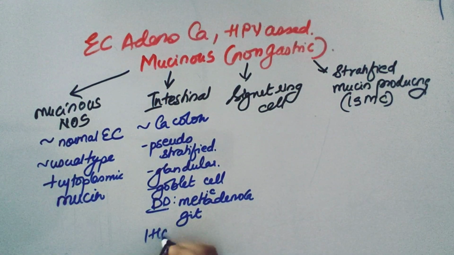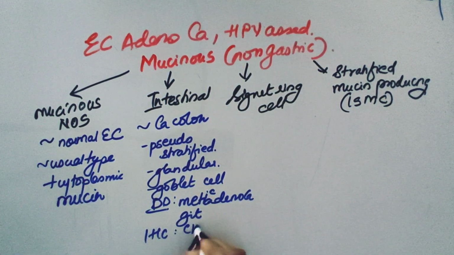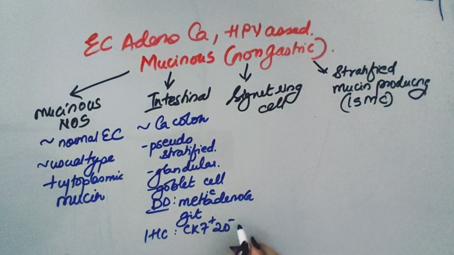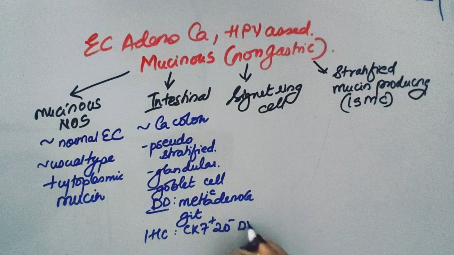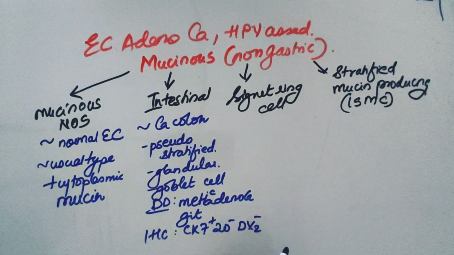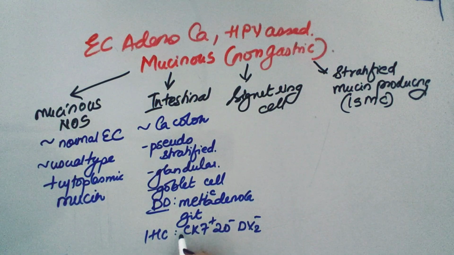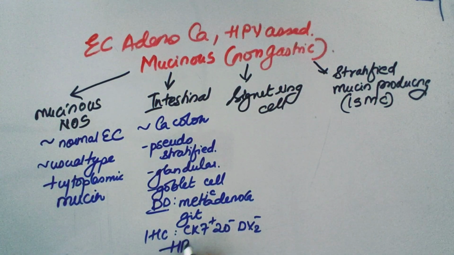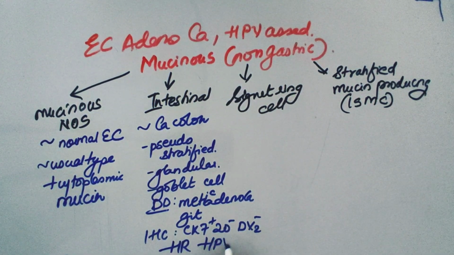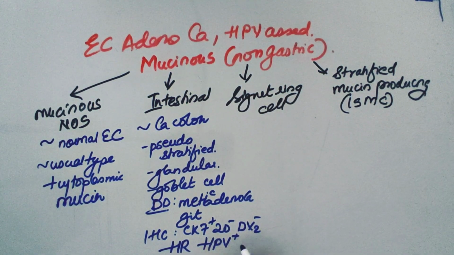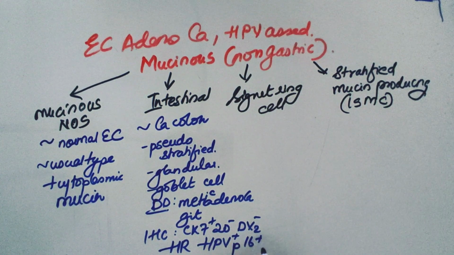And then IHC wise, they have CK7 positive, CK20 negative and CDX2 negative, to differentiate it from the metastatic adenocarcinoma. And then obviously another differentiation you are going to see is high risk HPV will be positive, that is HPV typing, or else you can use P16, that will be positive.